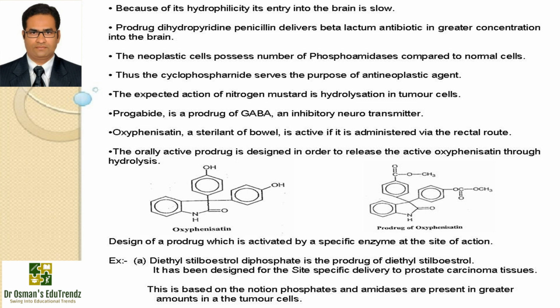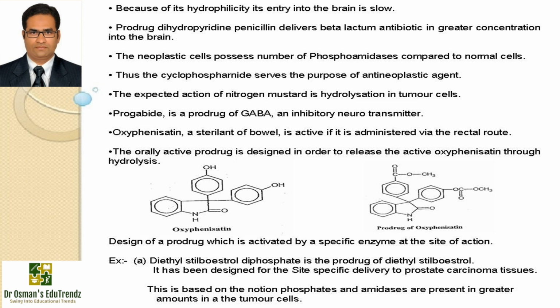The neoplastic cells possess a number of phosphamidases compared to normal cells. Thus, cyclophosphamide serves the purpose of an anti-neoplastic agent. The expected action of the nitrogen mustard is hydrolyzation in tumor cells. Progabide is a prodrug of gamma-aminobutyric acid, an inhibitory neurotransmitter.